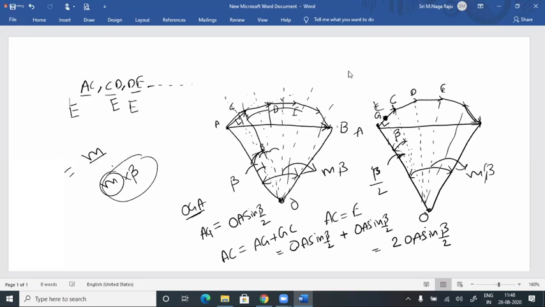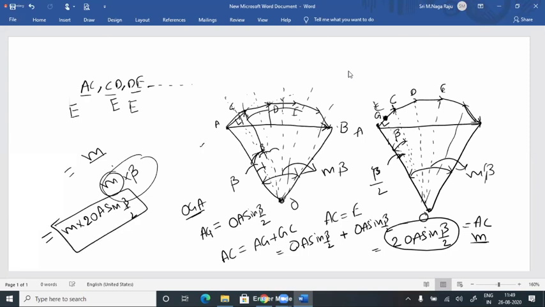What is the spread we are having? Slots per pole per phase. See, this 2 OA into sine beta by 2 is the EMF induced in the conductor AC. This is one slot. How many slots per pole per phase we are having? M number of slots per pole per phase. Therefore, we can add M into 2 OA sine beta by 2.